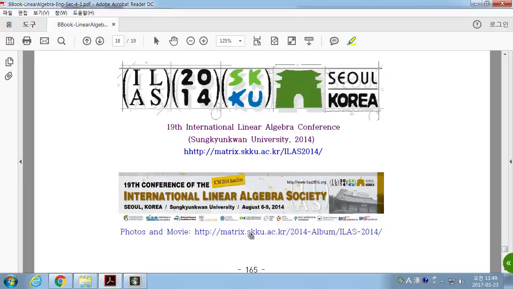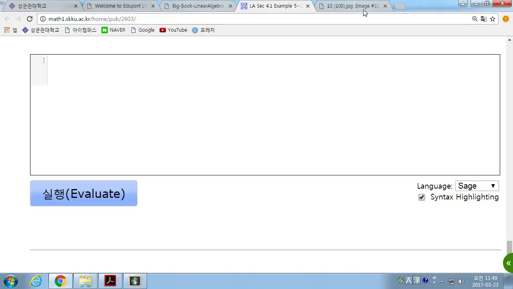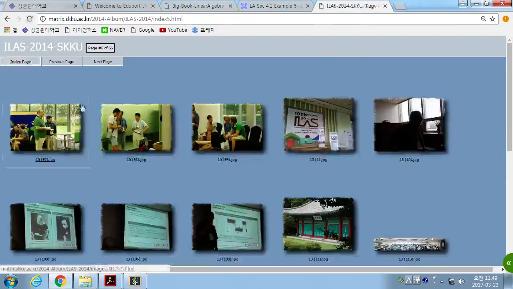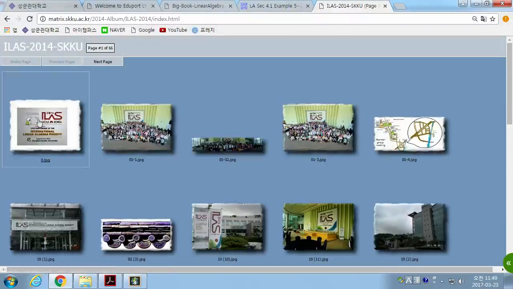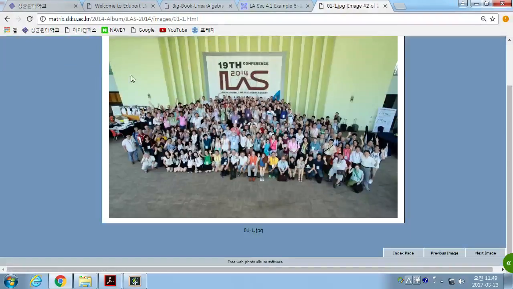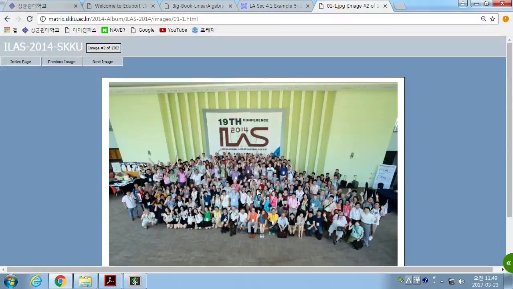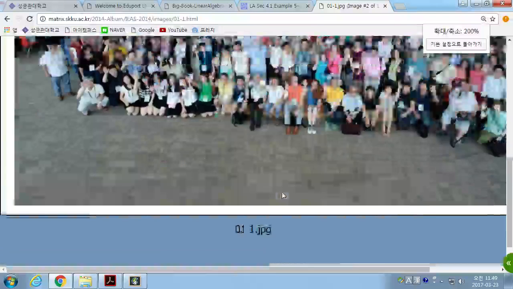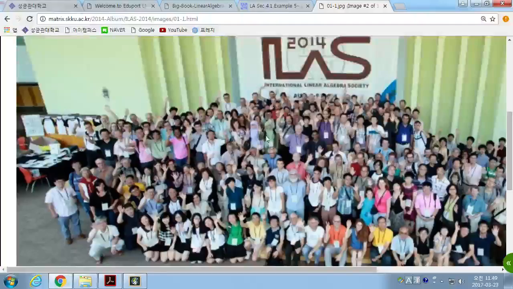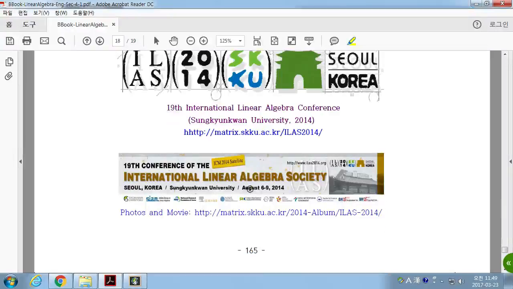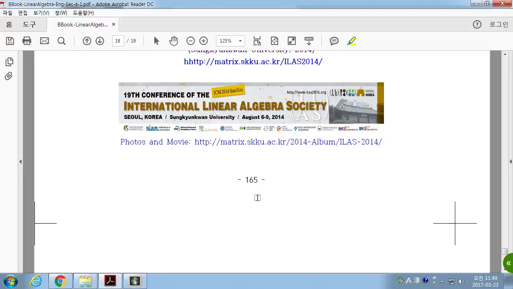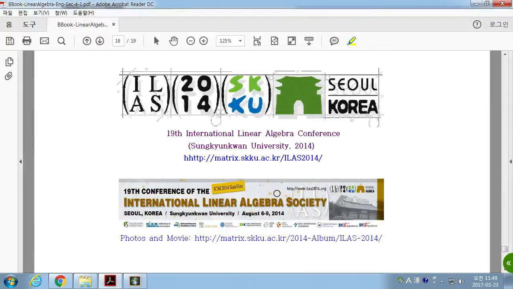We had a big conference for linear algebra earlier, and here most of the specialists, more than 500 linear algebra specialists in the whole world, were gathered at Sungkyunkwan University, and I think these were most of the research mathematicians in linear algebra. So, yeah, there will be some interesting images that you would like to see.